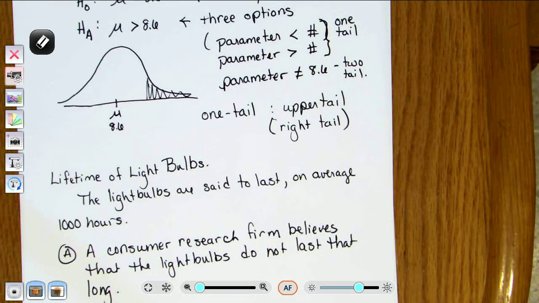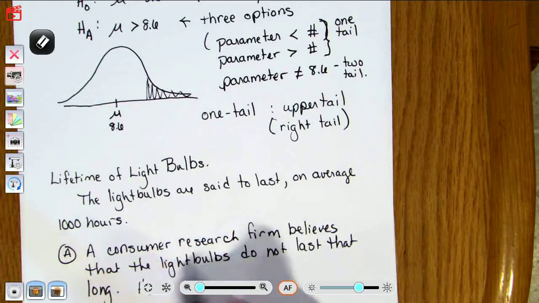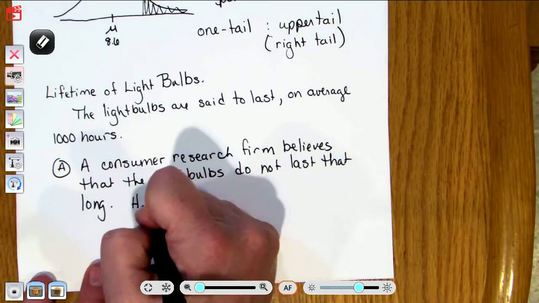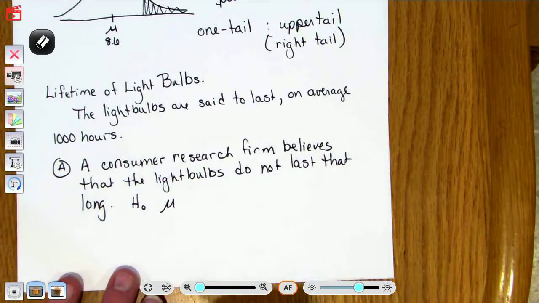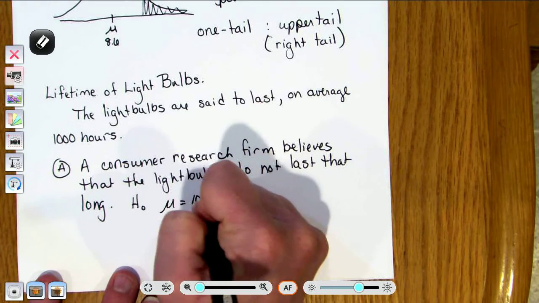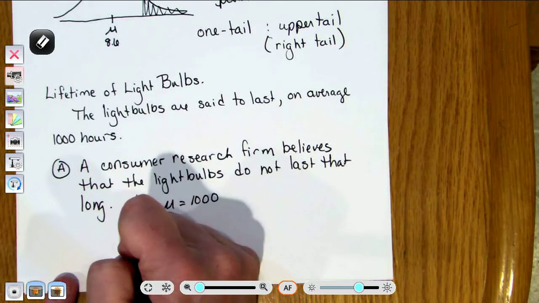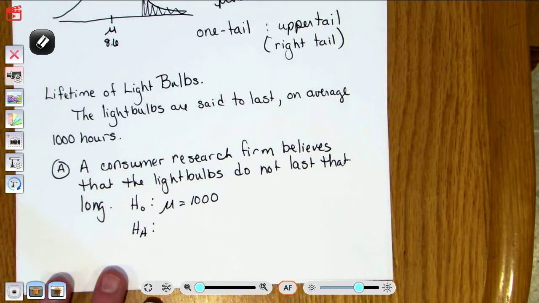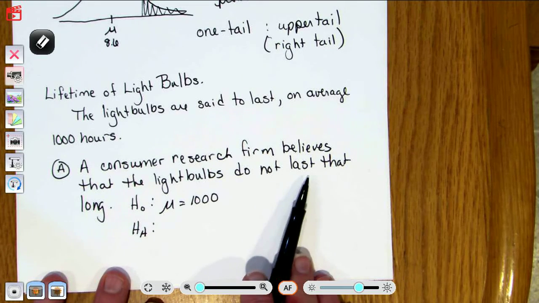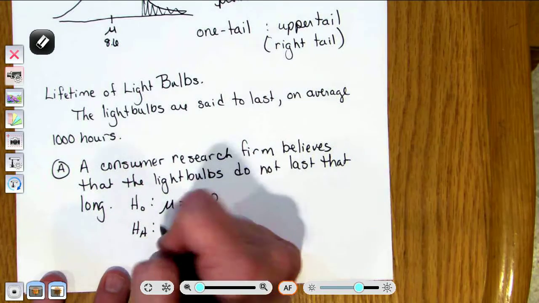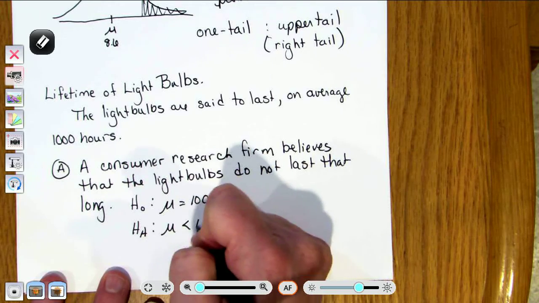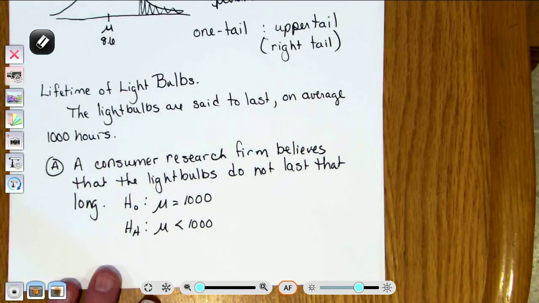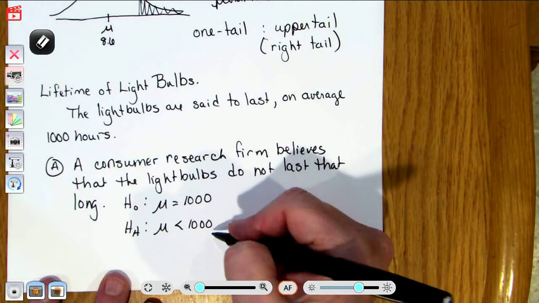Okay, so we're going to actually look at our situation. In this case, our null hypothesis is going to be that our average lifetime is that 1,000 hours, versus the alternative, which is that he thinks they're not going to last that long, so not as long means less than that 1,000. So those are our two hypotheses.